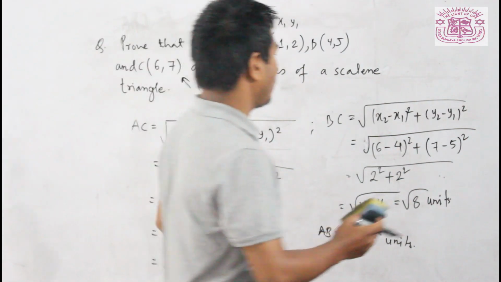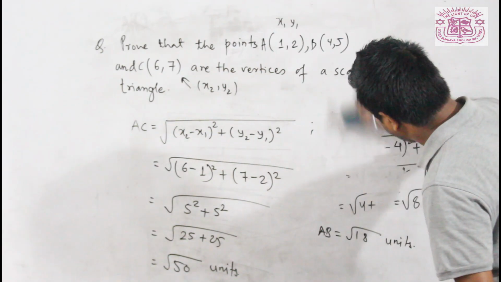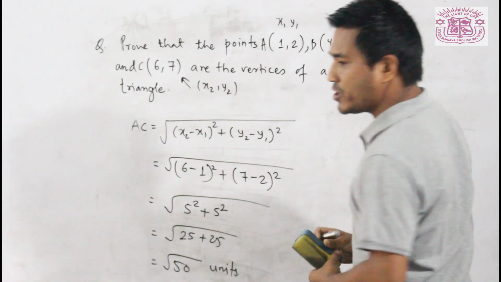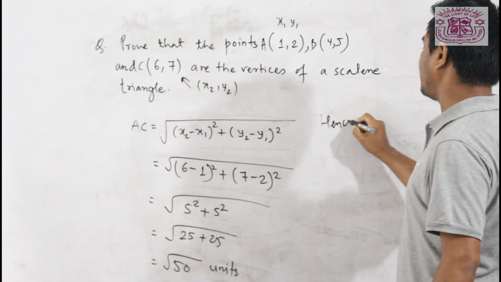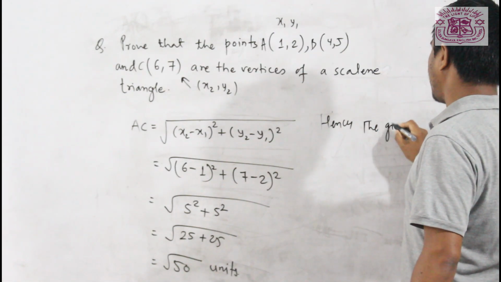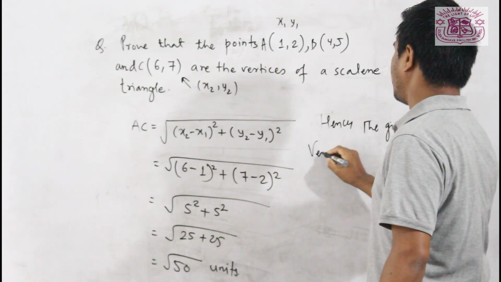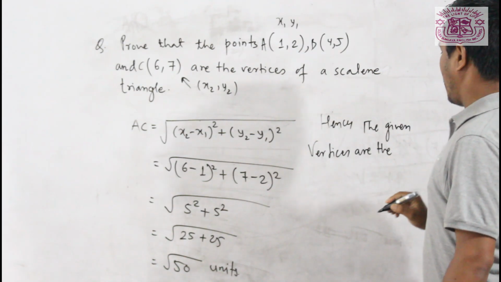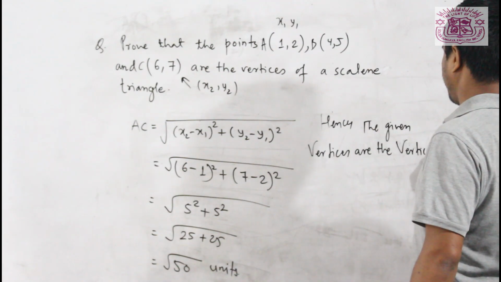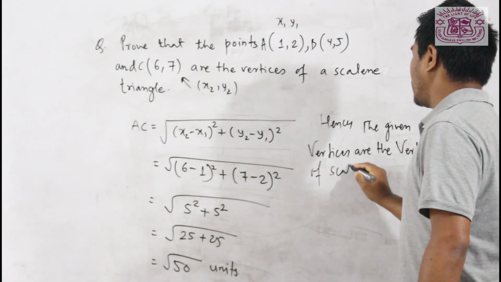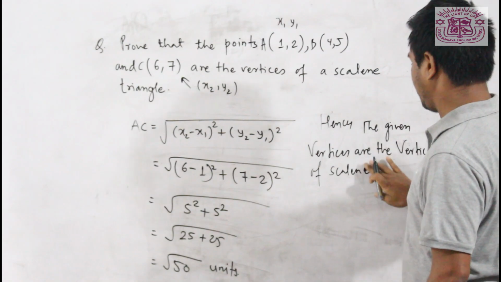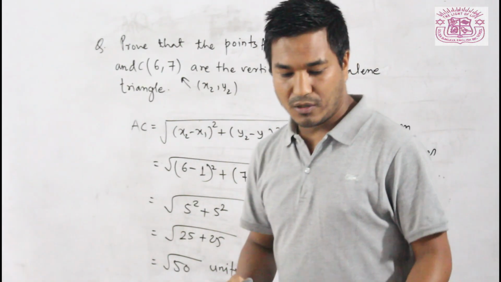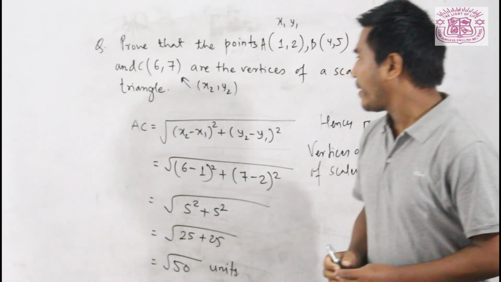So we have to write a conclusion. Hence, so the conclusion is what? Hence, the given vertices are the vertices of a scalene triangle. Okay? Have you got this?